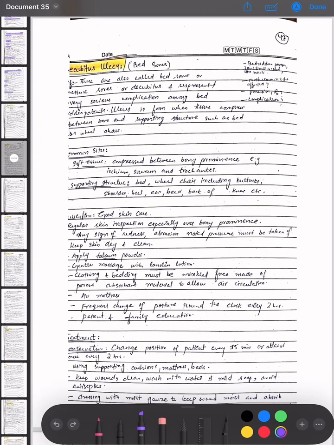Okay, now coming towards decubitus ulcer.